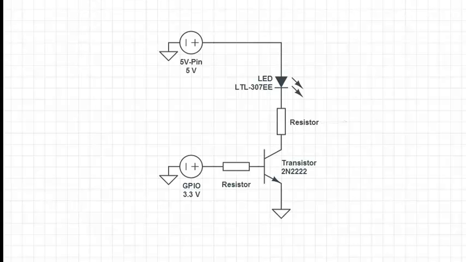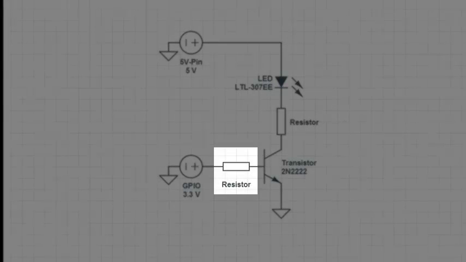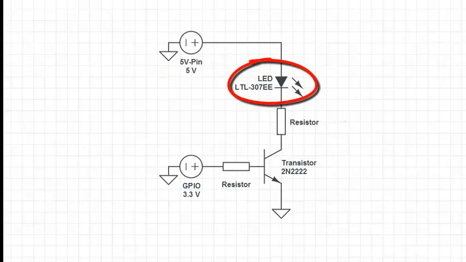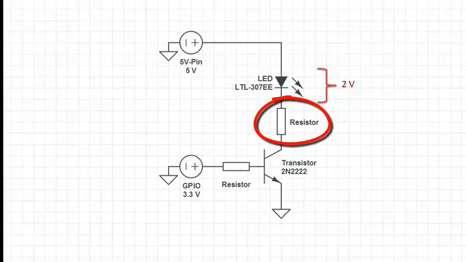In this video, I'll show you how to calculate the resistance of the base resistor depending on what you want to power with your transistor. For this circuit, I will connect the 5-volt pin from the Raspberry Pi to a red LED which has a voltage drop of 2 volts. This is connected to a resistor which will limit the amount of current flowing through the LED.